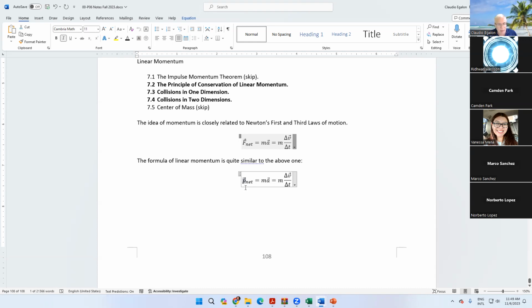It is a vector, by the way. Instead of m times a, it's going to be m times v. See the v right in here? The difference is that we have delta v, and I also have delta t there. And there is a very good reason why we define this quantity.